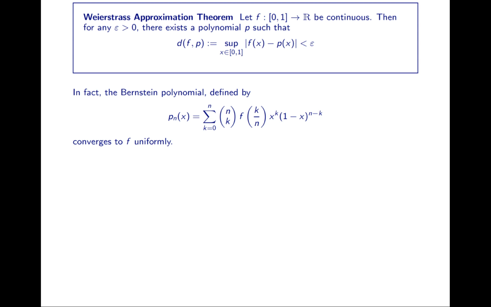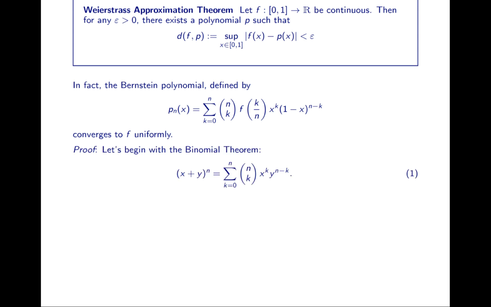But in this scenario, we're going to use the Bernstein polynomial and show that it gets arbitrarily close. So let's begin with the binomial theorem. It's just a formula for expanding x plus y to the nth power. This is going to be useful, so let's label that 1. If you're taking notes, I would make sure to write that down and label it.